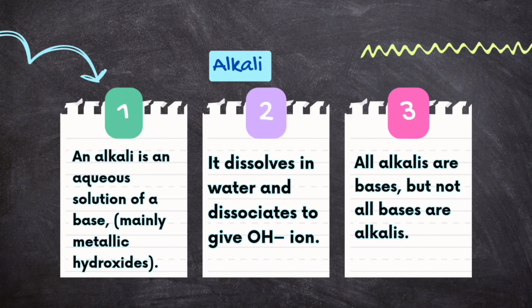Alkali: an alkali is an aqueous solution of a base, mainly metallic hydroxides. It dissolves in water and dissociates to give hydroxide ion. All alkalis are bases, but not all bases are alkalis.